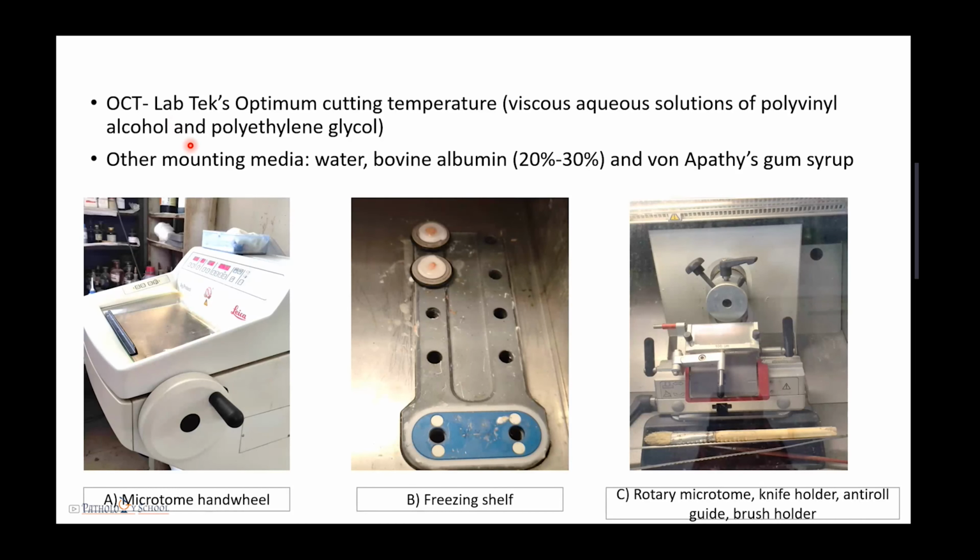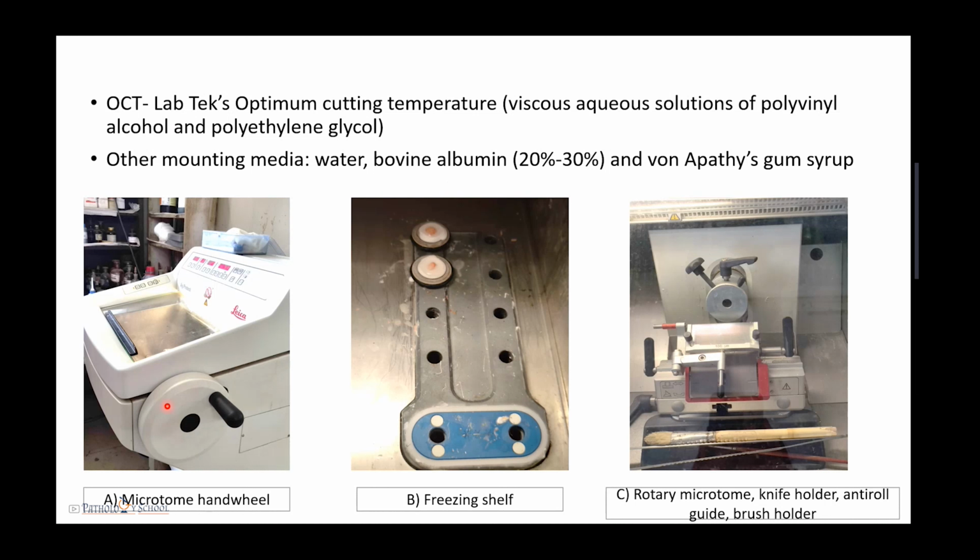Now, while using the formalin fixed tissue, we use wax for embedding the tissue, right? So while making frozen sections, we use OCT, which is optimum cutting temperature. It is a viscous aqueous solution of polyvinyl alcohol and polyethylene glycol. Okay. There are other mounting media available like water, bovine albumin 20 to 30%, and carboxymethyl cellulose syrup.